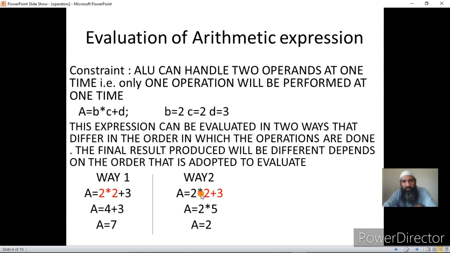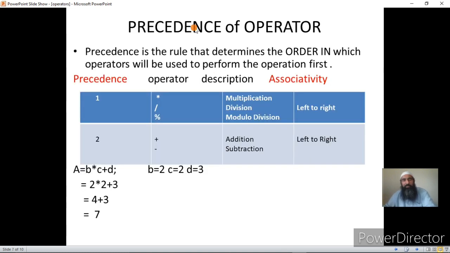To remove this ambiguity, the C developers have designed a table. In that table, they give the order in which the operations will be performed. That is, they give the precedence to the operators. Precedence is a rule that determines the order in which the operators will be used to perform the operations first.